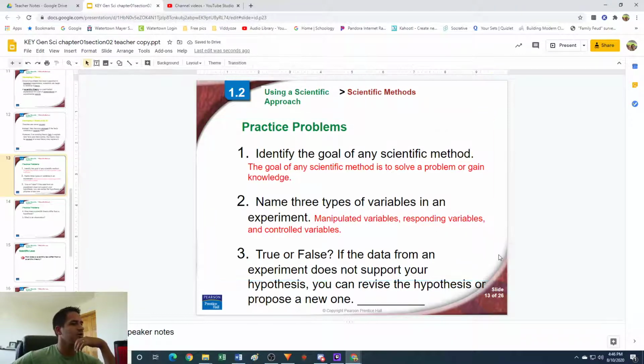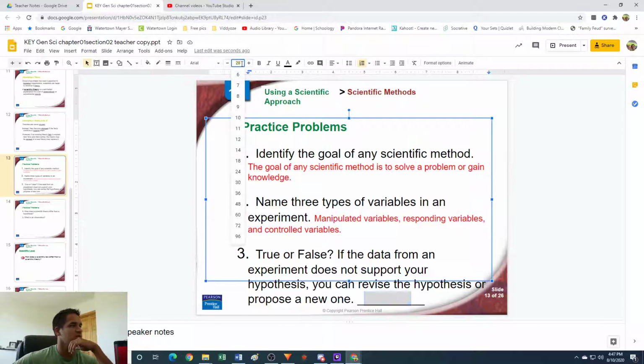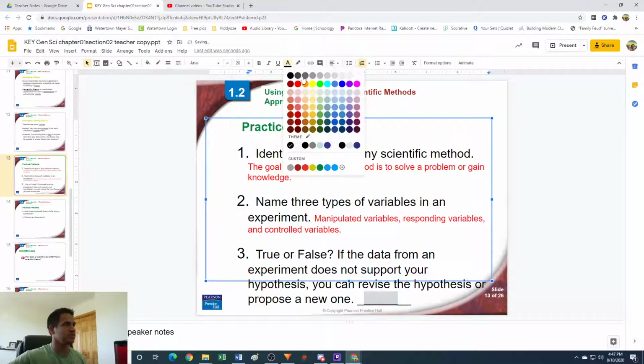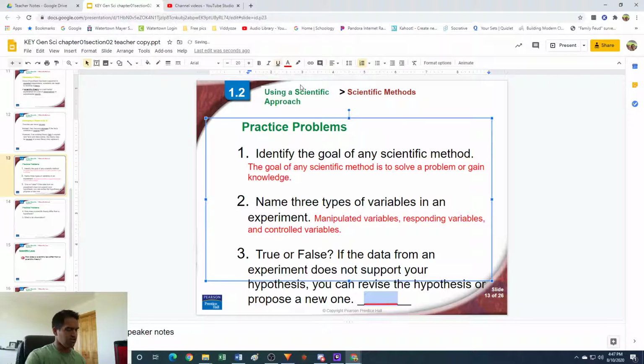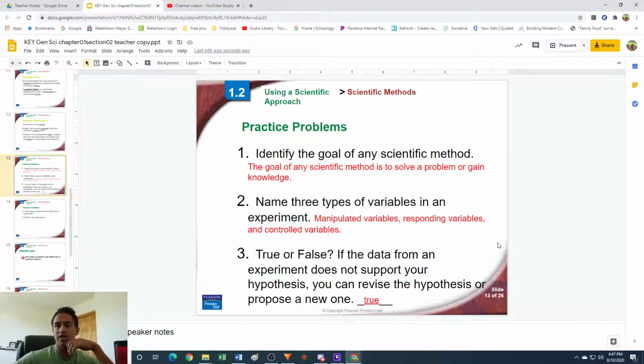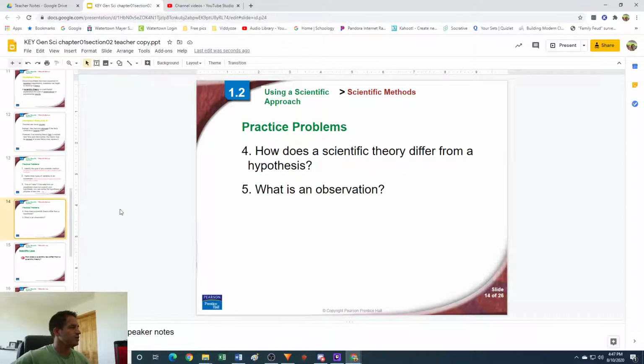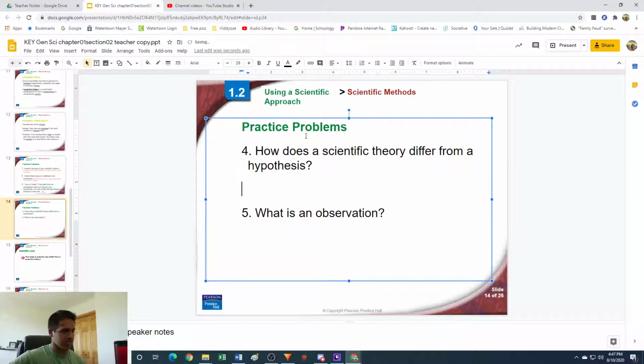Okay. Number 3, it says true or false. If the data from an experiment does not support your hypothesis, you can revise the hypothesis or propose a new one. Yeah, totally true. If you have data that doesn't back up what your initial idea was, by all means, you should revise it. You should come up with a new idea or new hypothesis and basically try again, right? Do a different experiment, try it again.